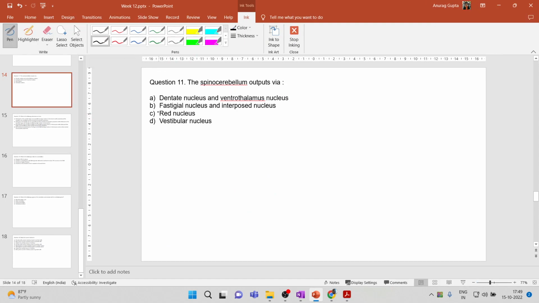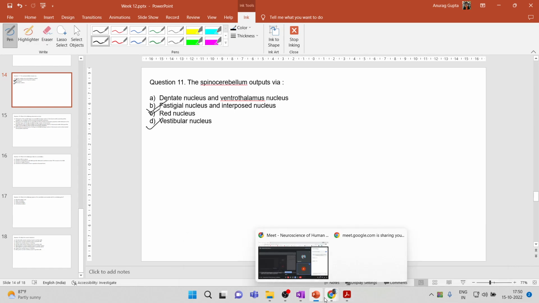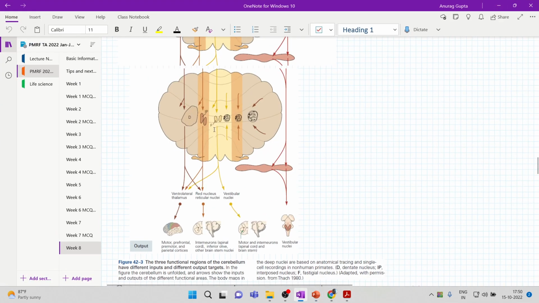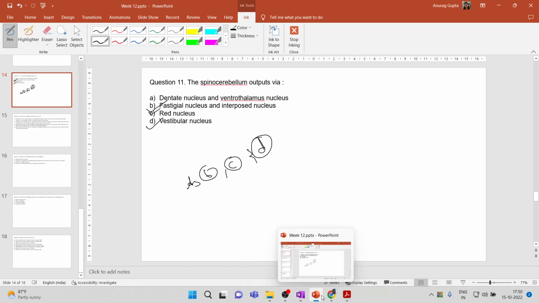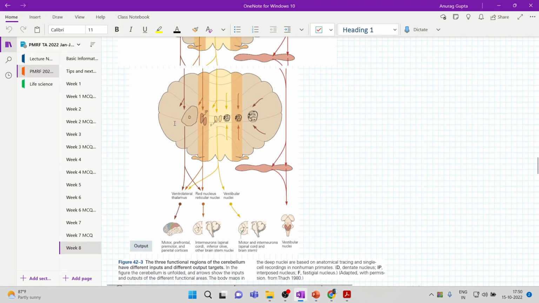So red nucleus, vestibular nucleus, and fastigial nucleus and interposed nucleus. So let me just open this up. This is called the fastigial nucleus, and this is called the interposed nucleus. So the answer should be B, C, and D. The dentate nucleus is the output nucleus for the cerebrocerebellum, right? This is the dentate nucleus.